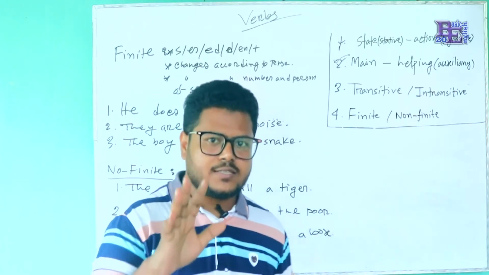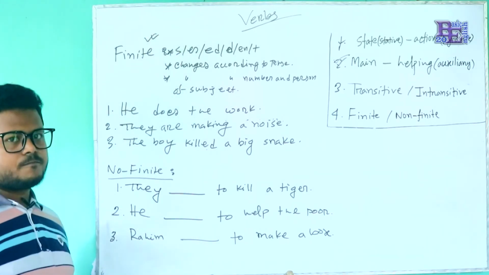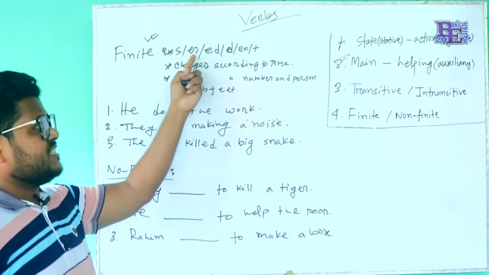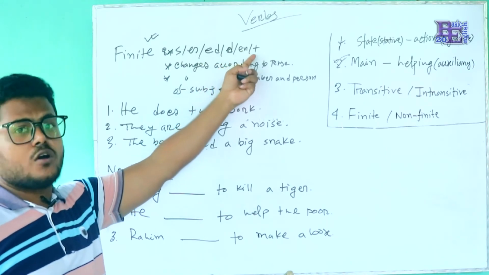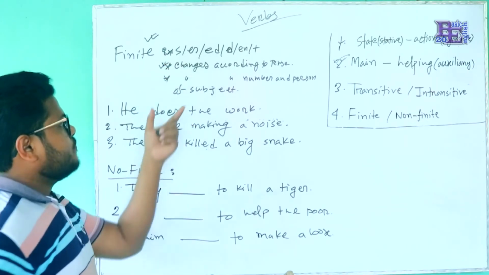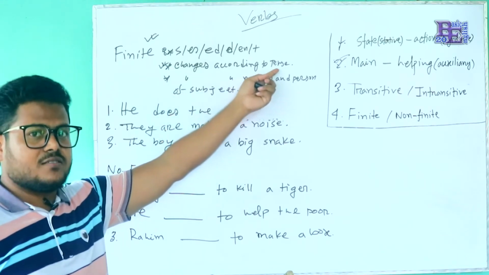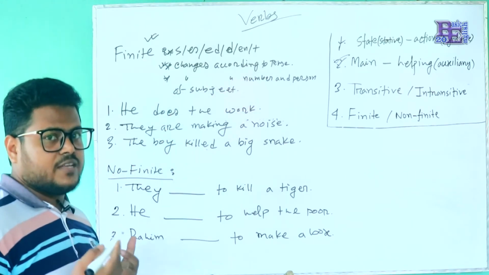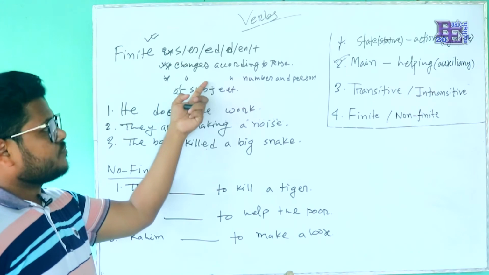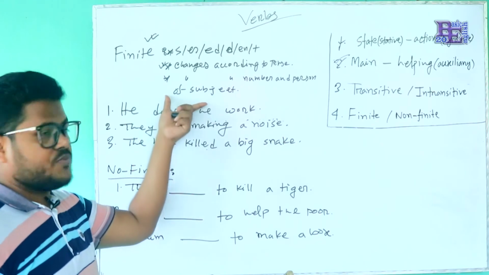Let's see some of the features of a finite verb. First of all, a finite verb can take s, es, ed, d, en or t. The next feature is that a finite verb can be changed according to the tense. That means it maintains tense. The last one is that a finite verb can be changed according to the number and person of the subject.